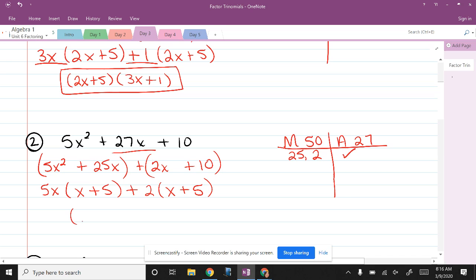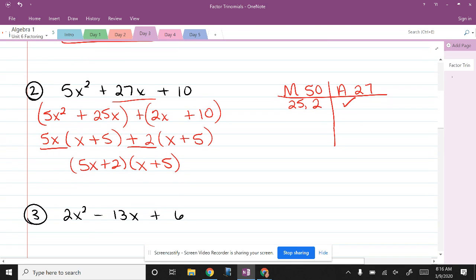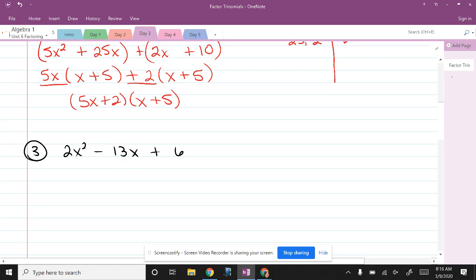So parentheses, what are my 2 binomials? Yeah, there you go. It doesn't matter the order, as long as you got them both, a 5x plus 2 and an x plus 5. So a little bit longer, but it's not terrible, right? Okay, I think we're going to see a negative. Yes. A negative. So y'all copy that trinomial down, please.